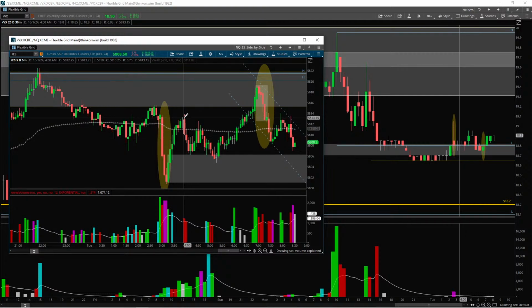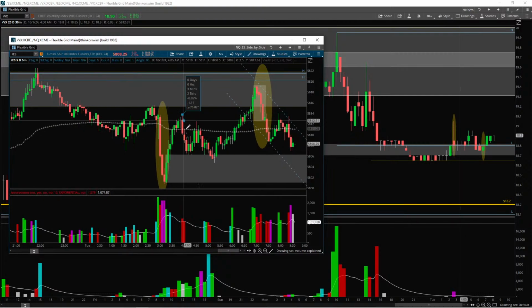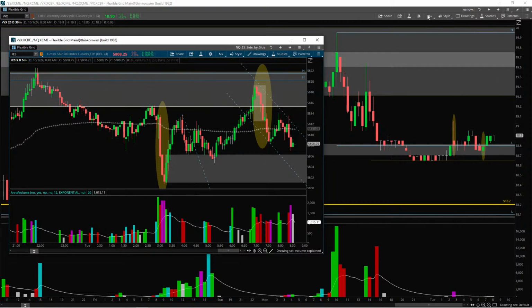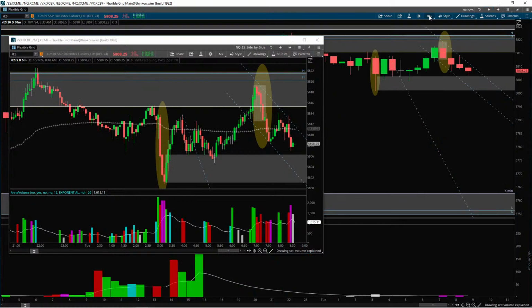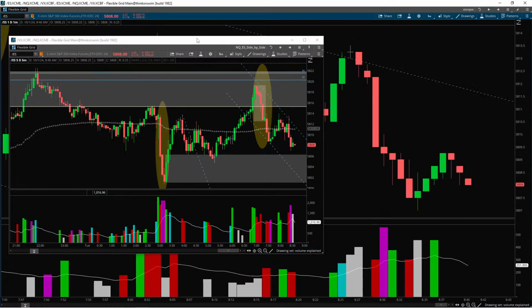I don't really too much like how this is. This trend line looks like crap. I bet you that. I'm gonna go to VIX in a bit.